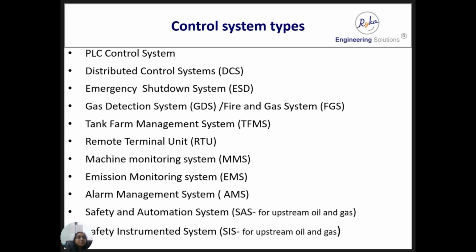Control system types. PLC control system is there, distributed control system is there, emergency shutdown system. These are basic types. There are a few more. Then gas detection system or fire and gas system is there. Tank pump management system is there for storage tanks. Remote terminal unit is there. Machine monitoring system, emission monitoring system, alarm management system, safety and automation system, safety instrumented system.